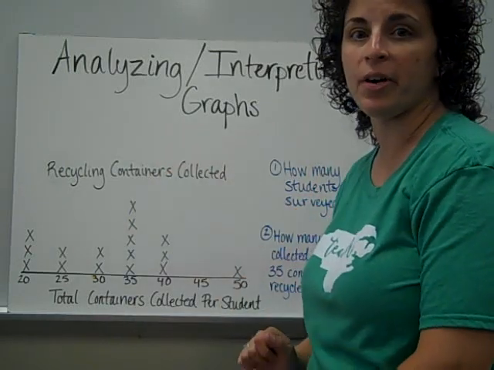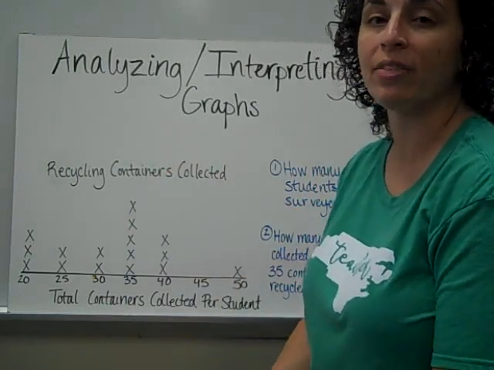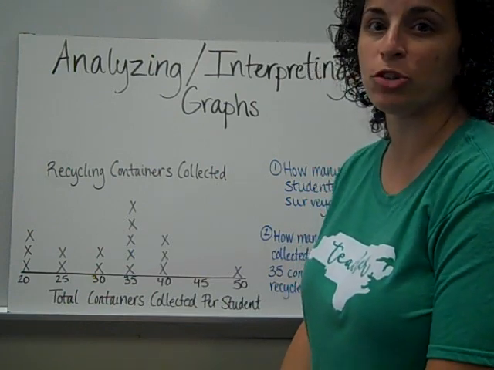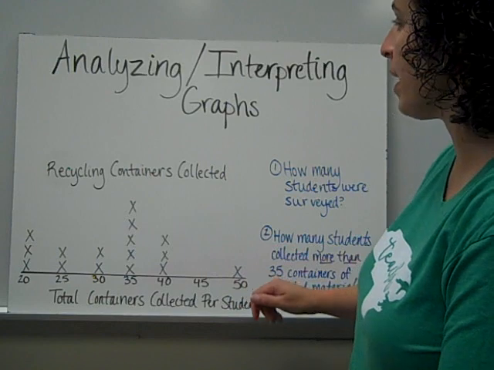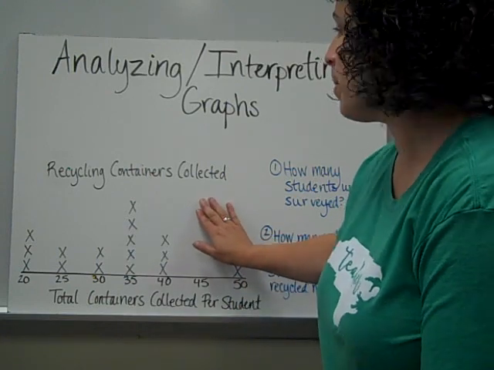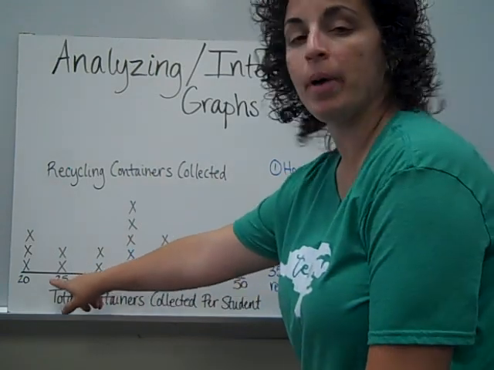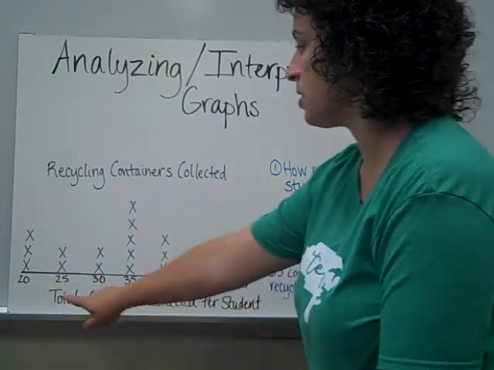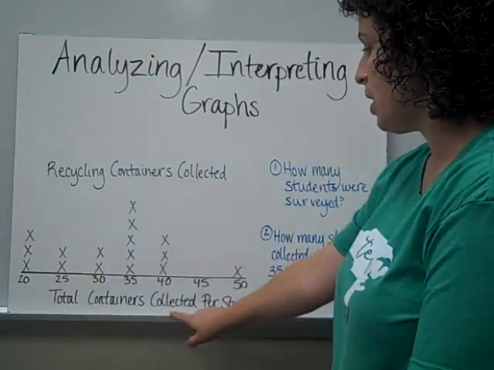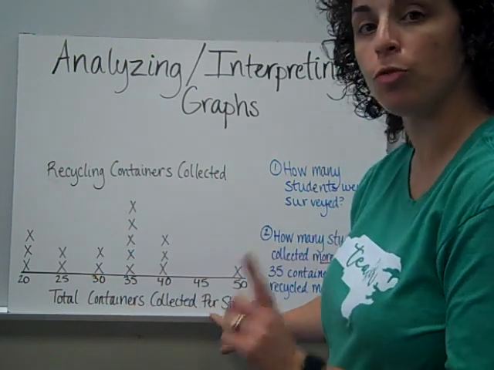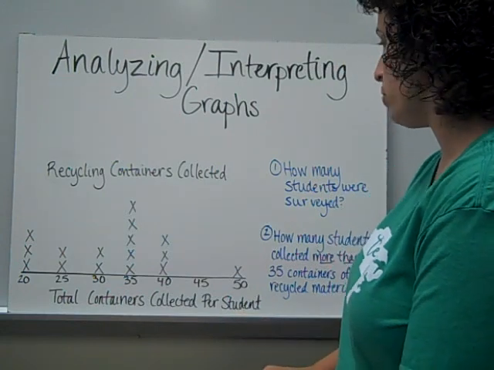Analyzing and interpreting graphs means we're going to read the graph and understand what it's trying to tell us. And most often we use that to answer questions that we're being asked about the graph. So here I have a line plot about the number of recycling containers collected. I see here on my x-axis that those containers range from 20 to 50, and that these numbers are representing the total collected per, so for every one student.